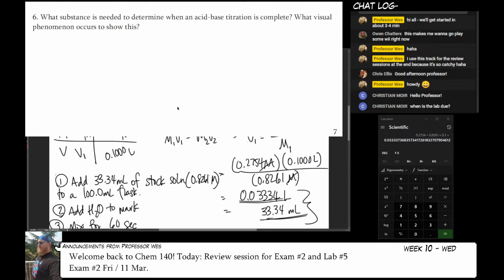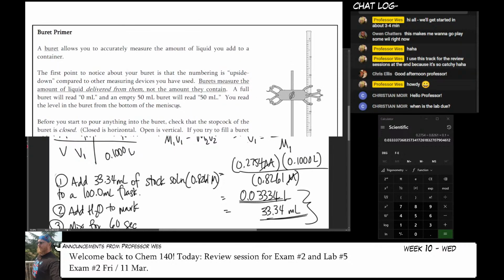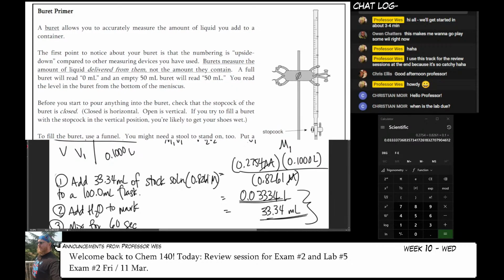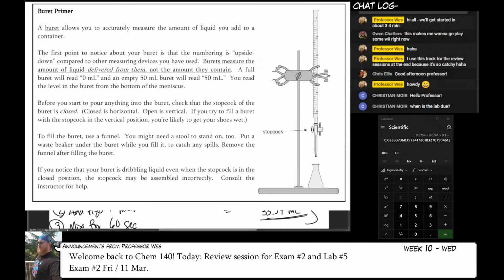All right, let's talk about part B. I'm going to show you the picture of this Buret that doesn't fit on the screen, so we'll fill the screen real quick with it. That's not how we stretch the picture out. All right, this is what a Buret looks like.